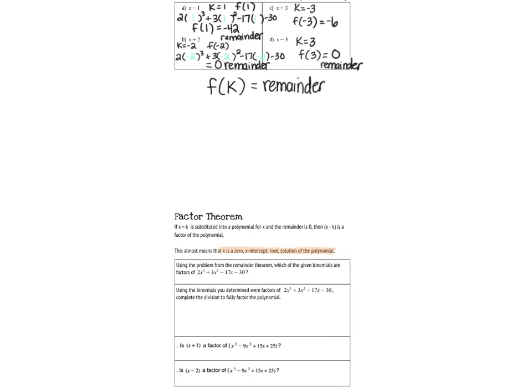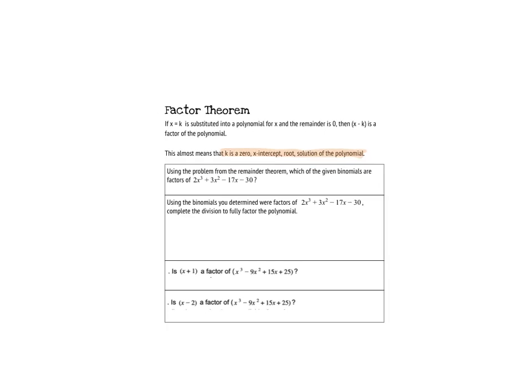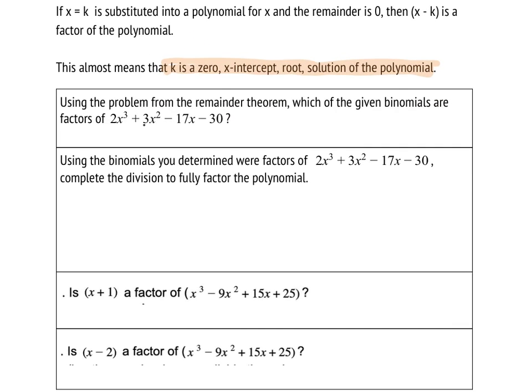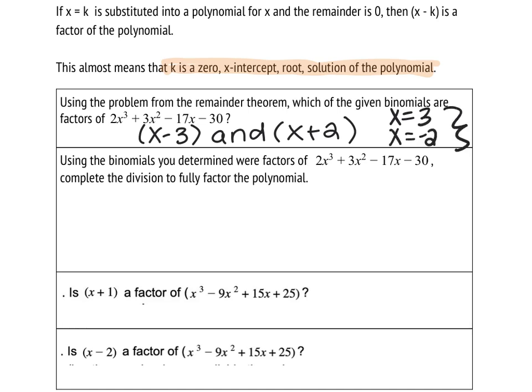All right, so if you go back, you should have seen that the 2 that had a remainder of 0 were x minus 3, and the other one was x plus 2. So those 2 linear binomials, x minus 3 and x plus 2, are factors of that polynomial. That also means that x equals 3 and x equals negative 2 are x-intercepts, zeros, roots, solutions, whatever you want to call it. If you graph it in Desmos, you should be able to see that it crosses the x-axis at 3 and negative 2.